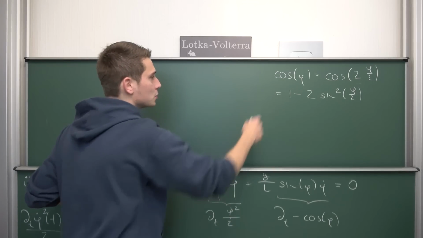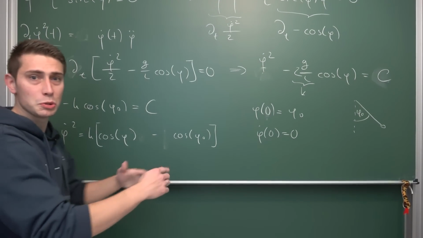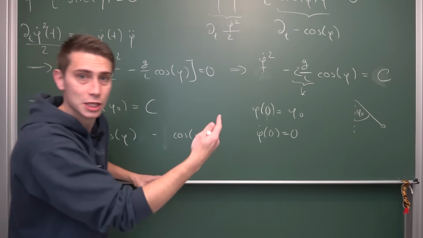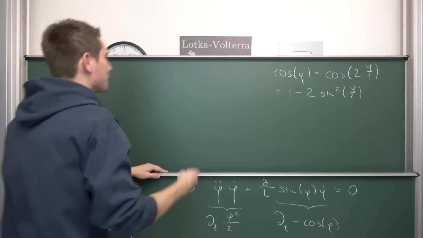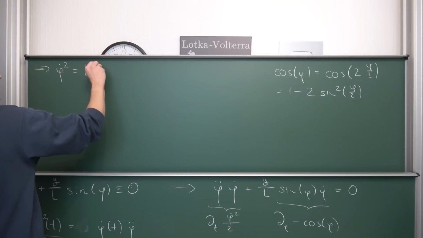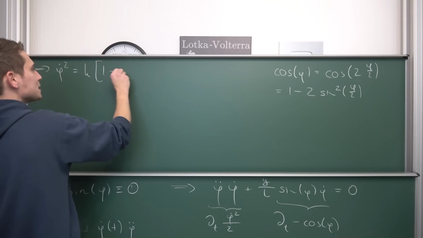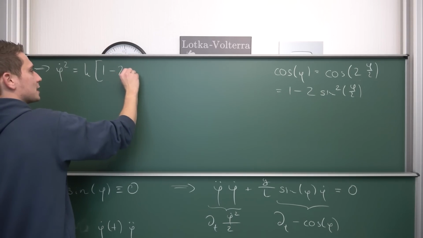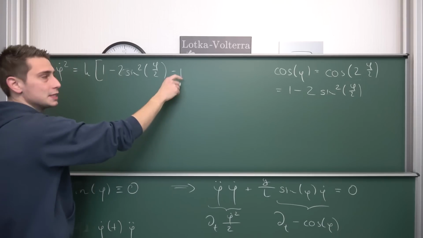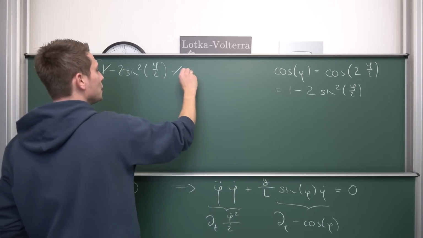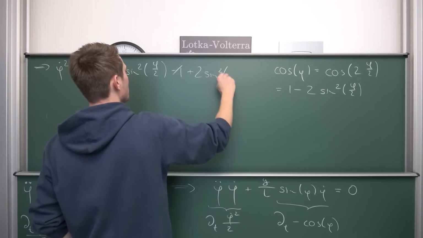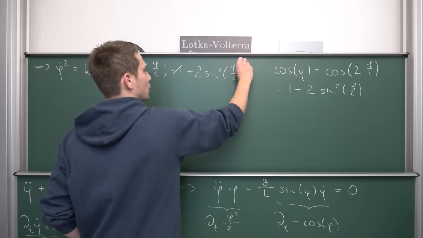Meaning on the one hand we have that the cosine of phi is nothing but 1 minus 2 times the sine squared of phi over 2, but we can also do the same spiel here with the phi naught, just plugging the phi naught into the place where the phi is here. Meaning our phi dot squared is going to end up to be k times 1 minus 2 times the sine squared of phi over 2, and then minus 1. You see, the 1 and negative 1 are going to cancel out, and the negative is going to become positive: positive 2 times the sine squared of phi naught over 2.